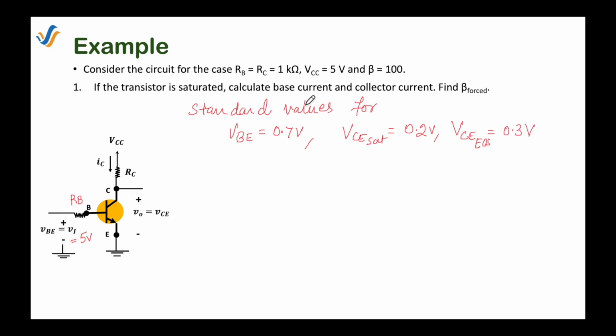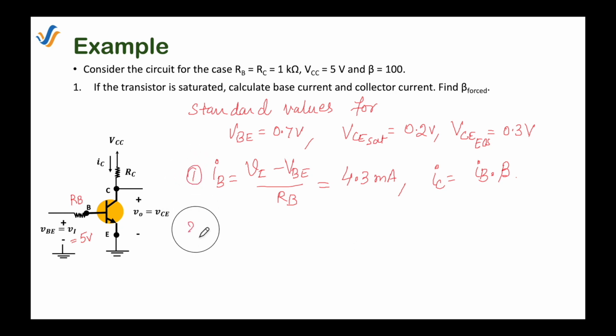So we will use these standard values. Let's find out what is the base current. For this, simple, the base current is given by VI minus VBE upon RB. Putting the values, it is 4.3 milliampere. Then what will be the collector current if beta is given? So collector current is given by IB product beta.